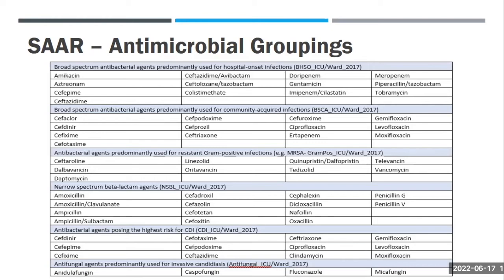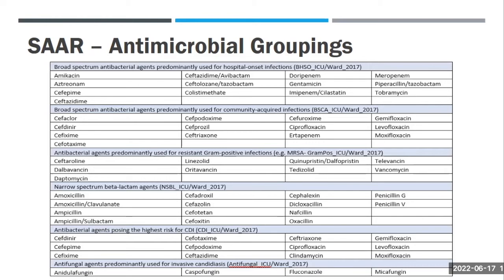Another one would be broad spectrum agents that are primarily used for community acquired infections. And so this is going to be your second and third generation cephalosporins, primarily, as well as your fluoroquinolones. And of note, ertapenem shows up here.